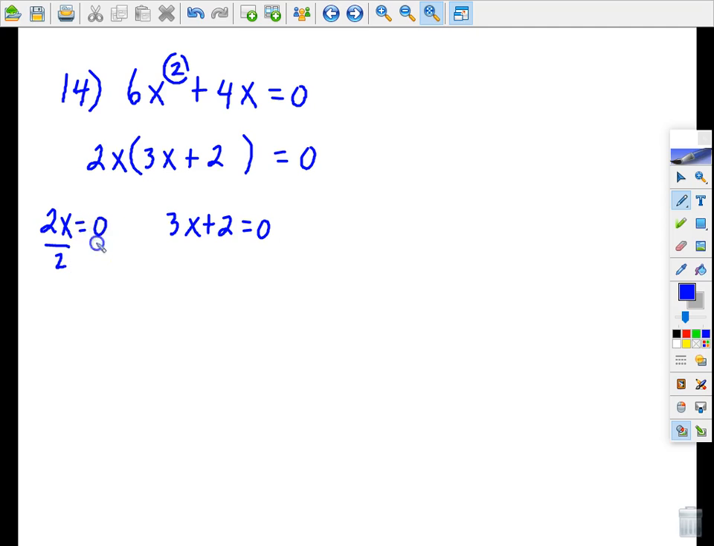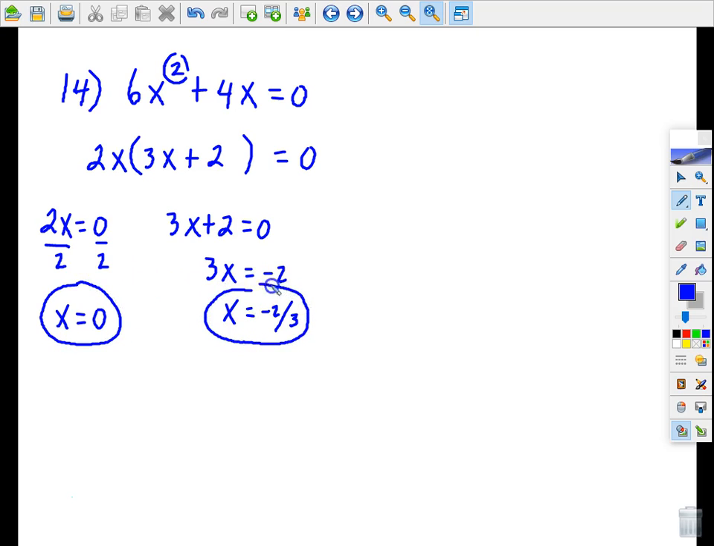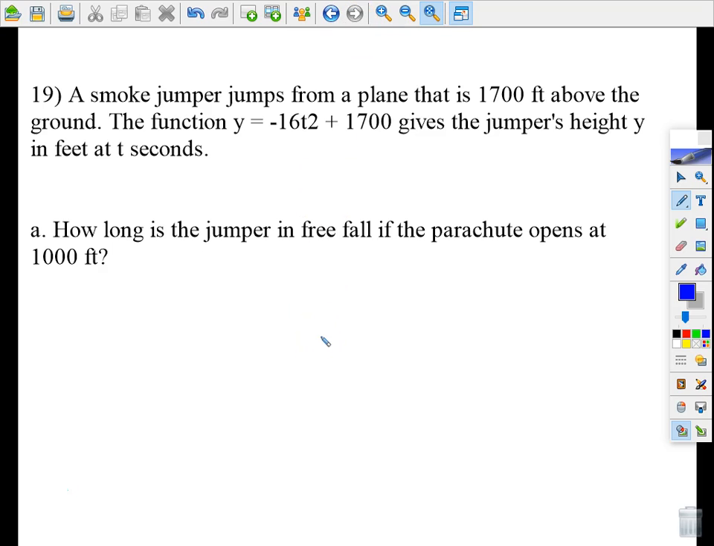On this equation, if you divide by 2 on each side, you get x is 0. For this equation, if you subtract 2, divide by 3, you get x is negative 2/3. So those are my solutions: x equals 0, and x equals negative 2/3. And that takes us to this word problem.